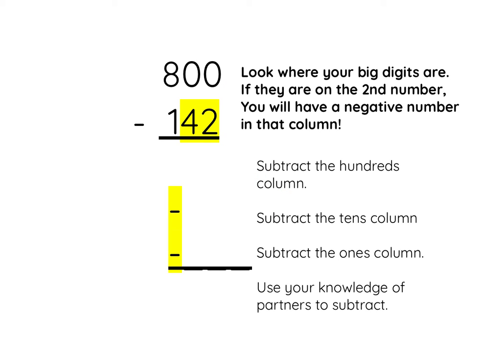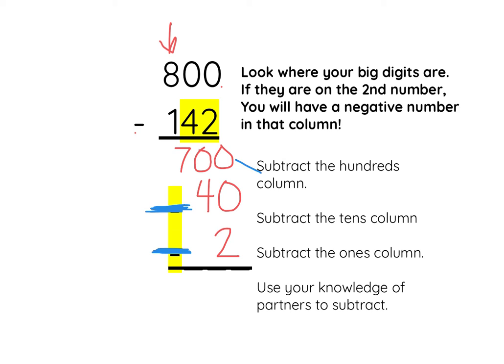All right, 800 subtract 142. Again, with zeros there, a lot of kids are like, oh, I know this is easy. But they forget that the larger volume is in the second number. So these are both going to be negative numbers. 800 minus 100 equals 700. 0 subtract 40 is negative 40. And 0 subtract 2 is negative 2.